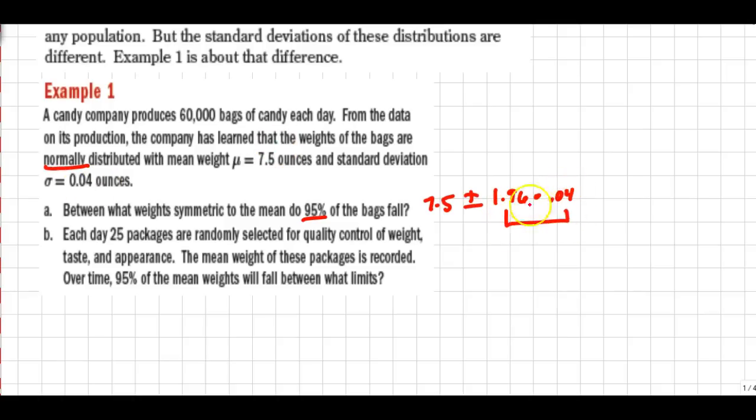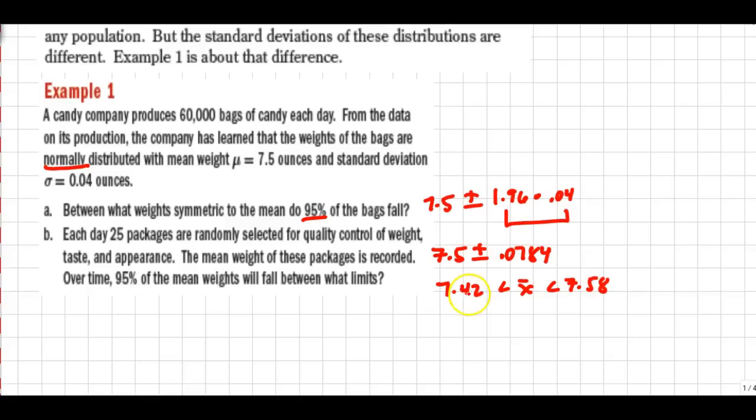Now, a lot of times you'll want to get this number here, just the calculation of the two numbers multiplied together. You'll probably want to do that first anyway, just because of the order of operations. So we're going to do 7.5 plus and minus the number 0.0784, it looks like. And so when you add and subtract that number from the mean, you get two numbers. You get 7.42 and 7.58.